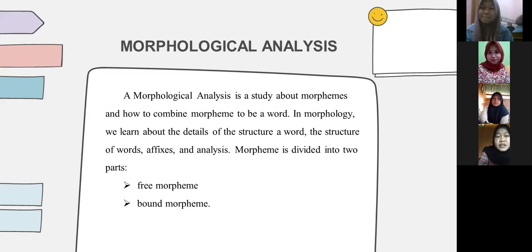Morphemes are divided into two parts: free morphemes and bound morphemes. A free morpheme is independent and can stand alone as a word, while a bound morpheme cannot stand alone as a word. A bound morpheme must always be combined with another morpheme to form a word. The addition of a morpheme to a word changes the meaning of the word.